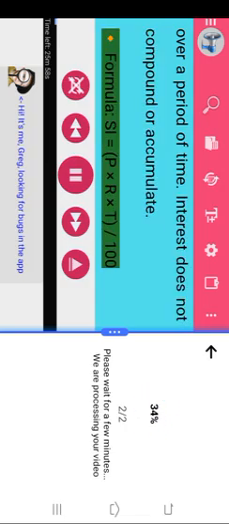Simple interest (SI), concept. Simple interest is the extra amount paid or earned only on the principal amount over a period of time. Interest does not compound or accumulate. Formula: SI equals P times R times T over 100.